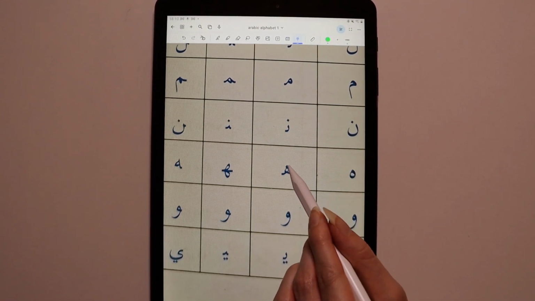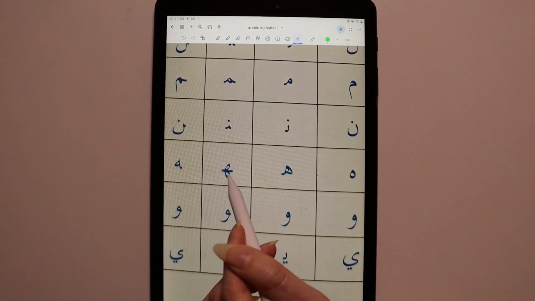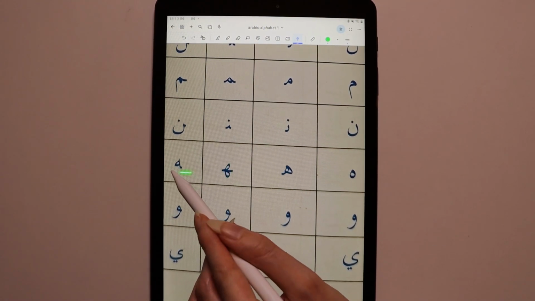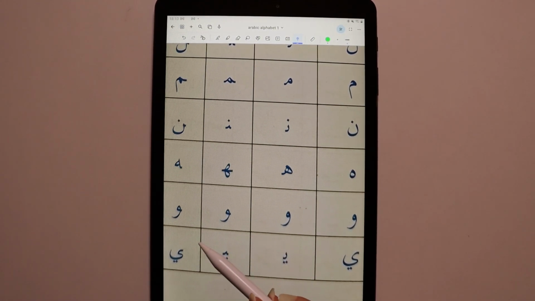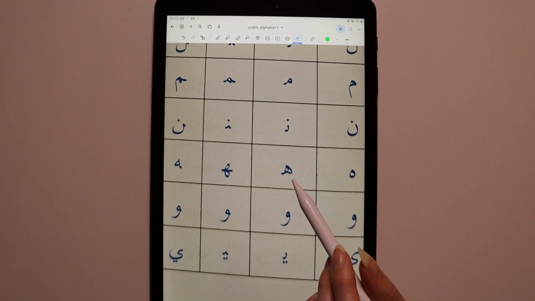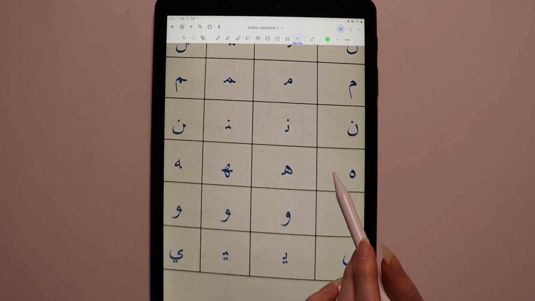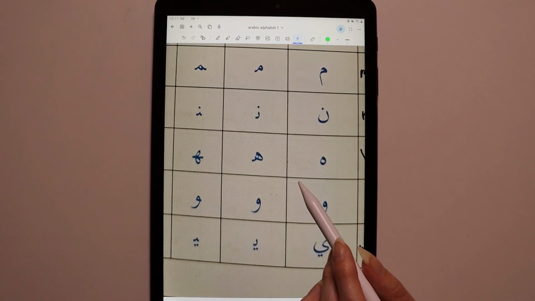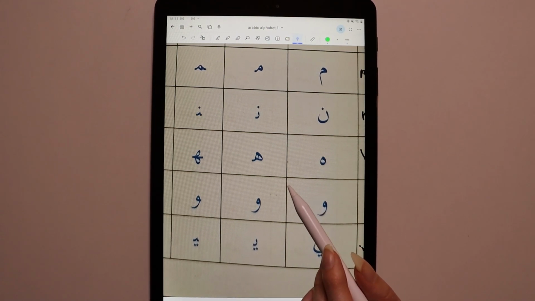This is the beginning form. This is the middle form. And this is the end form. And yeah, they all look really different from one another. You really need to learn them. But yeah, this is the ha, an H that is more pronounced with the mouth and not with the throat.